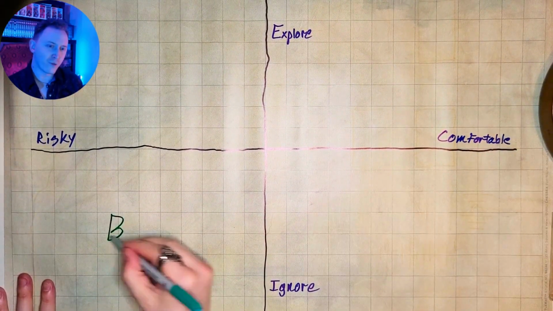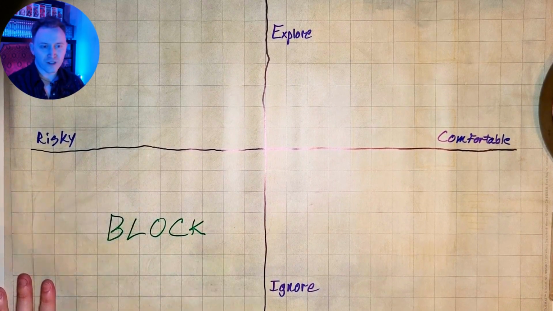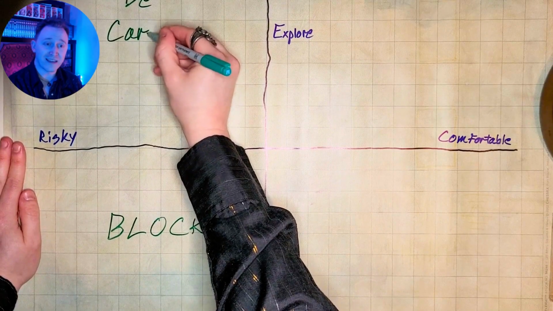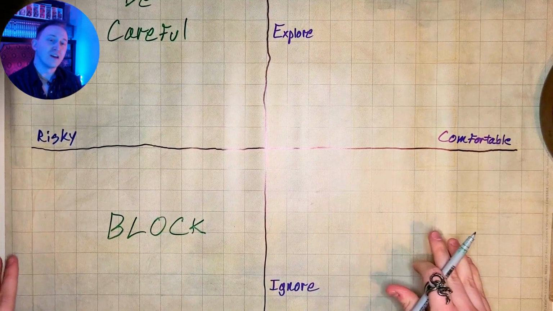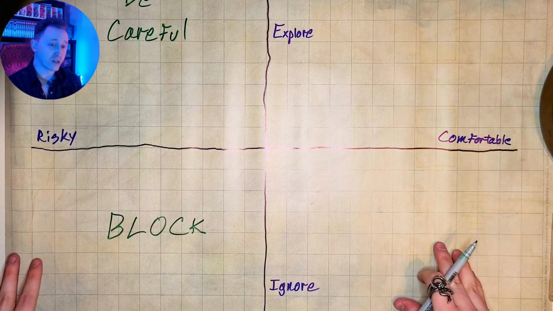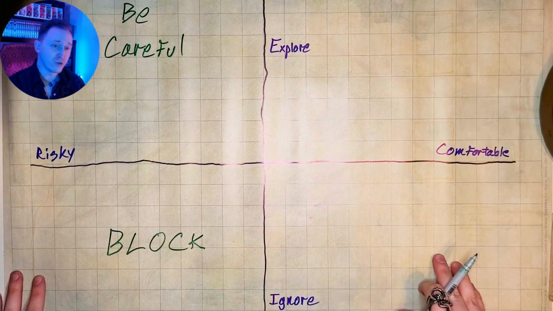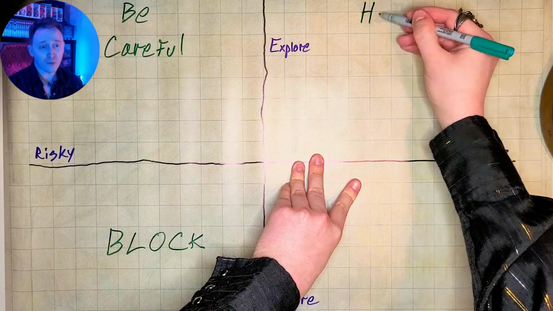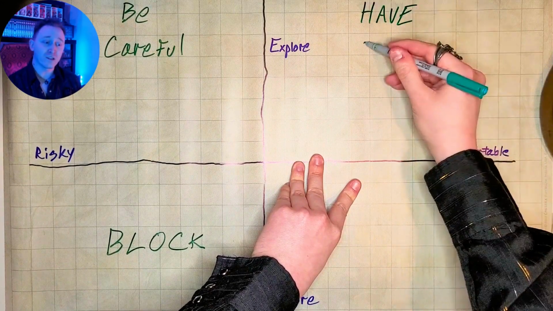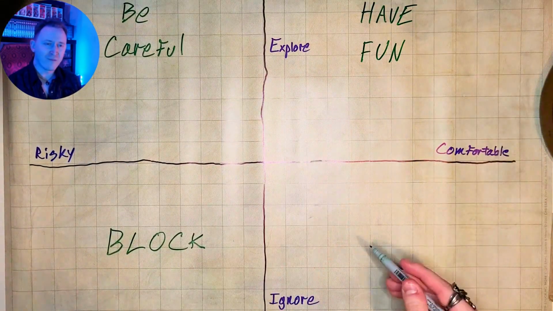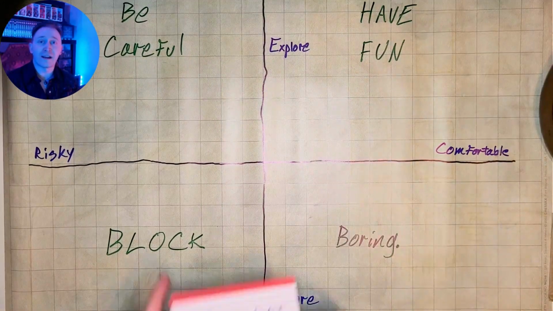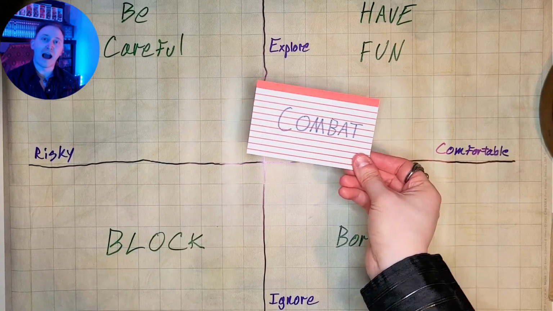With our setup out of the way, we're going to make our quadrants. Now, the bottom left is going to be things we want to block, things that would normally be a line. The top left is going to be things we want to be careful with. I need to adjust my map because this is a new format I'm not used to. Top right is going to be things we can safely have fun with, and bottom right is going to be things that we actually just think are boring. Now let's start writing out some cards so that we can fill out our grid.